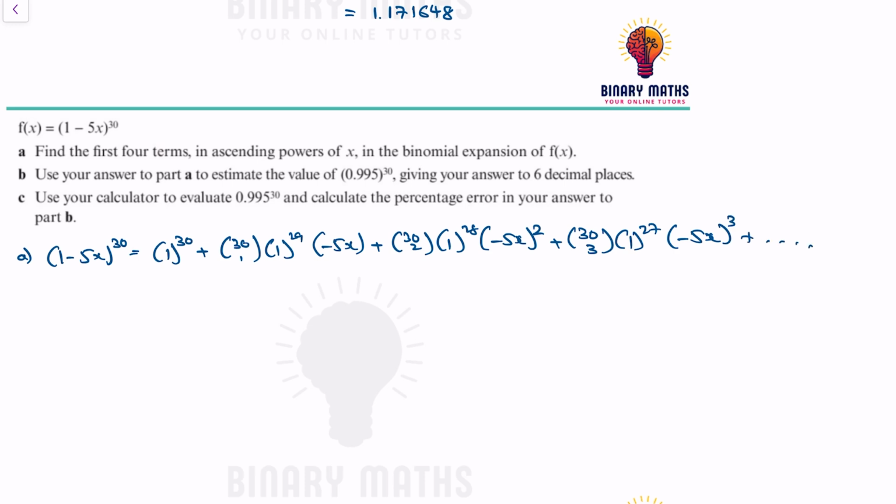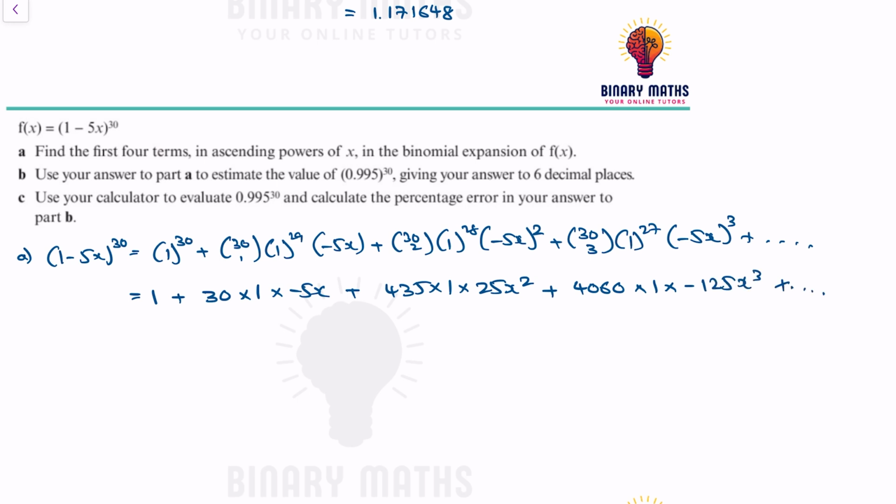1^30 is 1. 30 choose 1 is 30. 1^29 is just 1 times minus 5x, plus 30 choose 2 is 435 times 1 times (minus 5x) squared is 25x squared, plus 30 choose 3 is a very large number, 4060. 1^27 is just 1 times minus 125x cubed. That's dot, dot, dot.